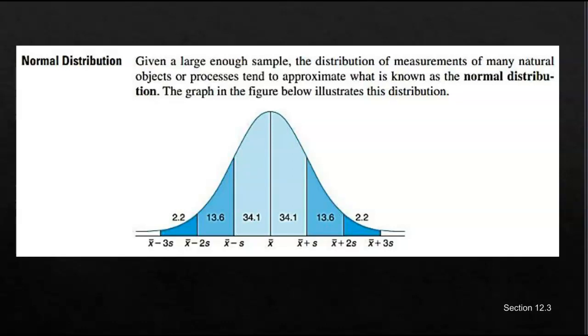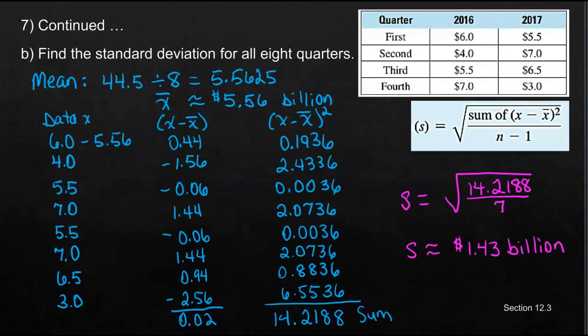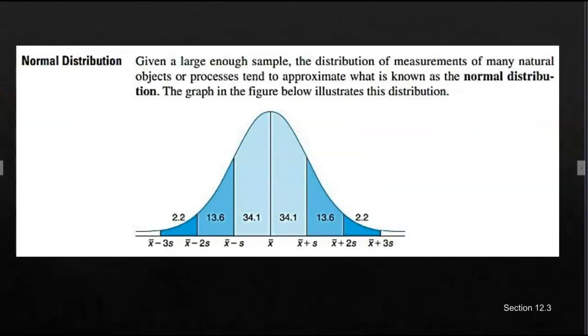So on our last set of data, if we had taken our mean, 5.56 billion, and we add and subtract the 1.43, then approximately that many of our numbers would fall in that first area of the 68.2%. And then if we go further out, that's approximately 95. So if we add 2 standard deviations to the mean or subtract 2, then about 95% of the data would fall in those ranges. And so I'm going to show you that on a couple of problems here.